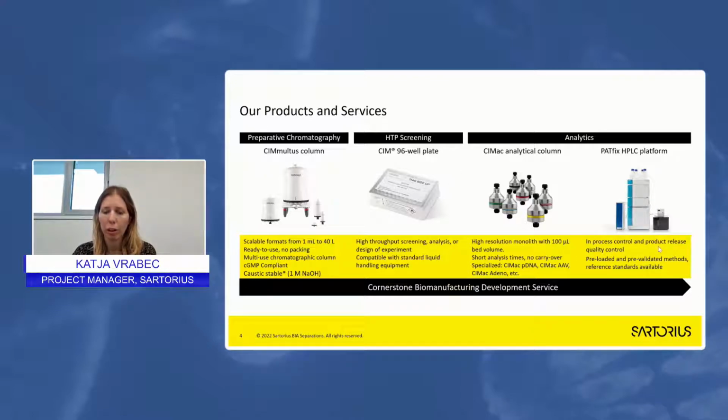And on the analytical part, we offer CIMac analytical columns. CIMac columns are packed in stainless steel. They are high resolution monoliths. They have 100 microliter bed volume, and the analysis using them offers short analysis time. There is no carryover, and we also offer specialized formats for CIMac pDNA, CIMac AAV, adeno, and so on.